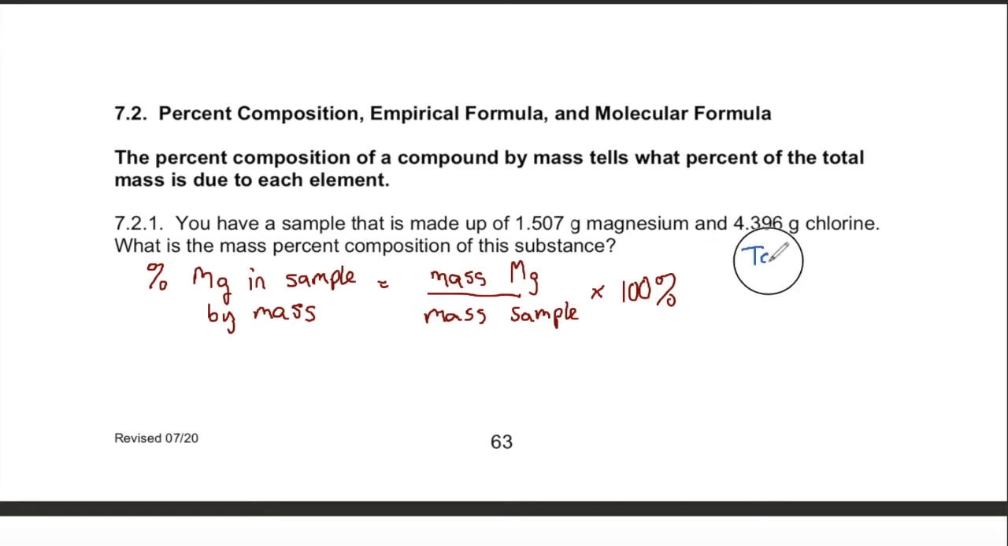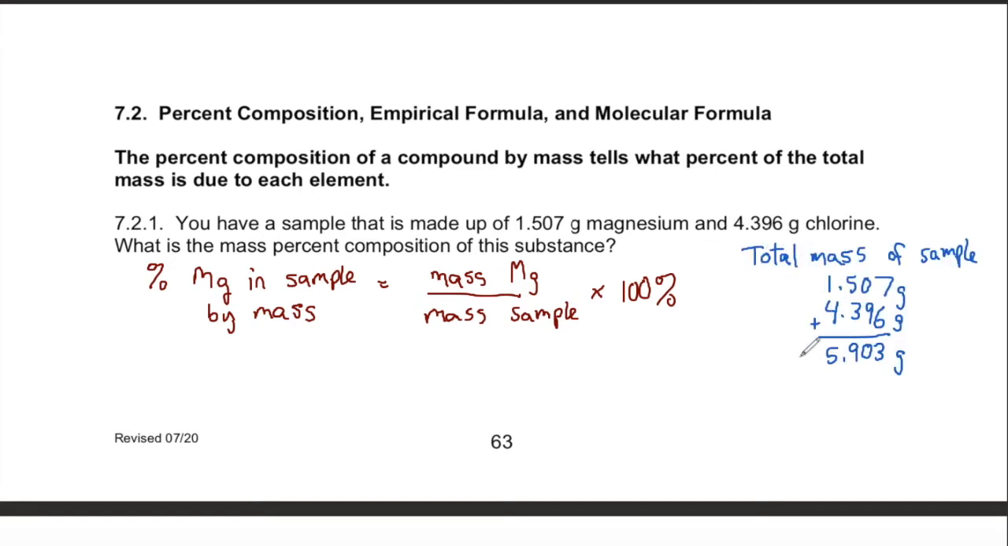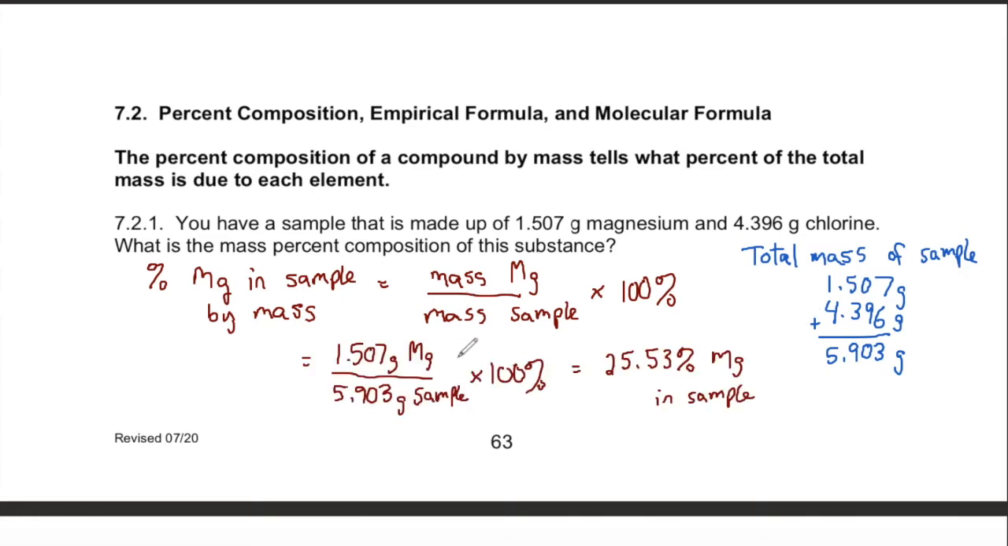So we need the total mass of the sample, and it looks like we have 5.903 grams of sample, since we found 1.507 grams magnesium and 4.396 grams of chlorine. We divide 1.507 grams by the 5.903 grams, get a fraction, convert it to a percent, and that becomes 25.53% of our sample being due to magnesium, mass-wise.